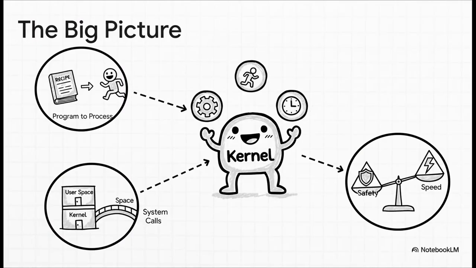So when you put it all together, the big picture becomes pretty clear. Processes are just programs that are actually doing work. The kernel is that master juggler, using device drivers to talk to all the hardware. The separation of user and kernel space is what keeps everything safe. And system calls are the official, polite way for an app to ask for help. And maybe most importantly, this entire beautiful system is a constant balancing act between raw speed and rock-solid safety.